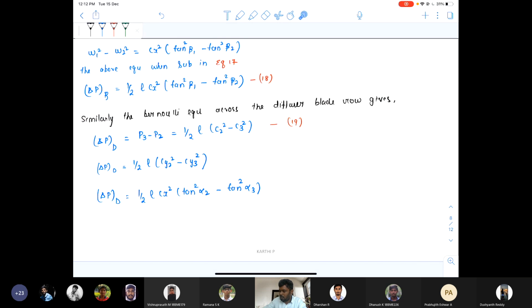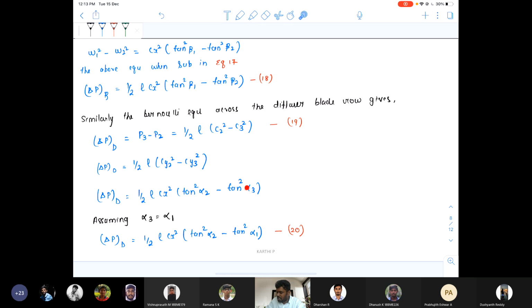Okay. Now, assuming alpha 3 is equal to alpha 1, the above equation can be written as delta P of D will be equal to 1 by 2 rho Cx square into tan square alpha 2 minus tan square alpha 1. Okay, now consider this equation as equation number 20.